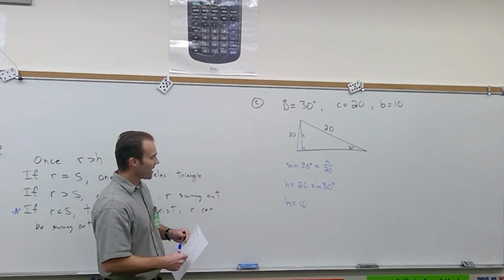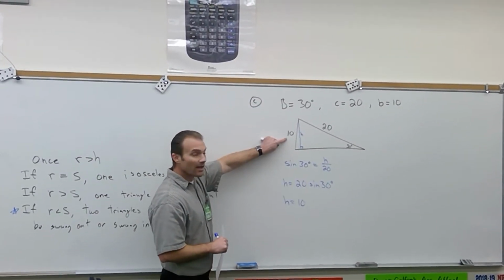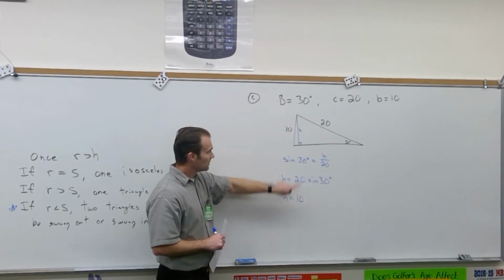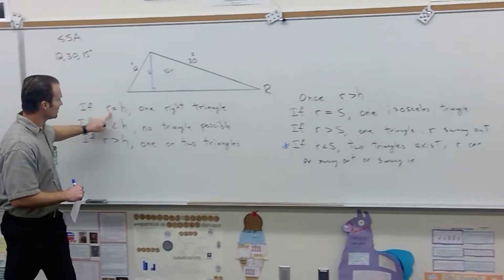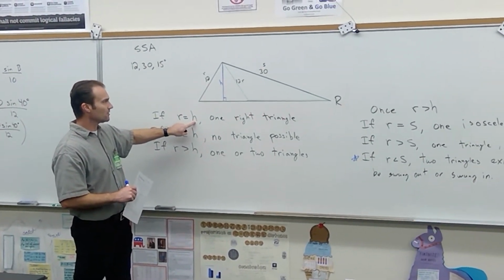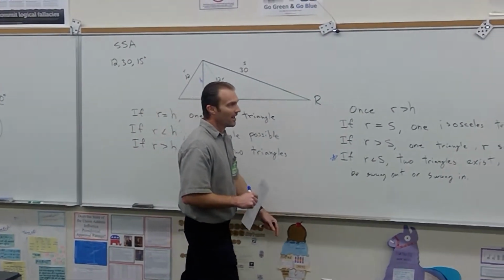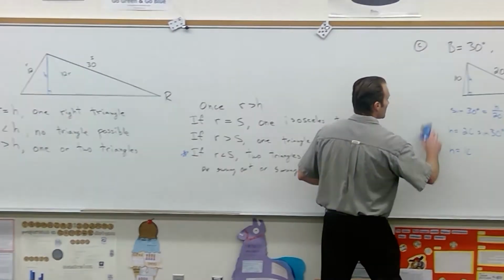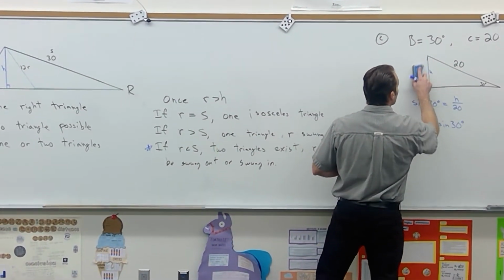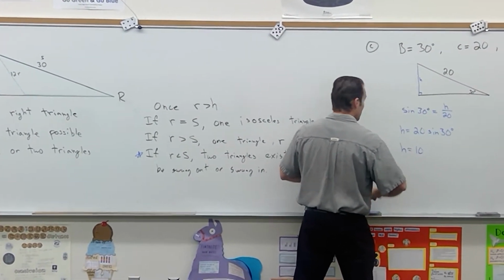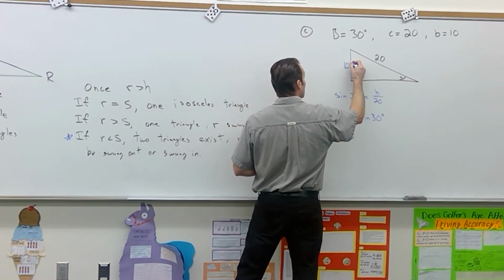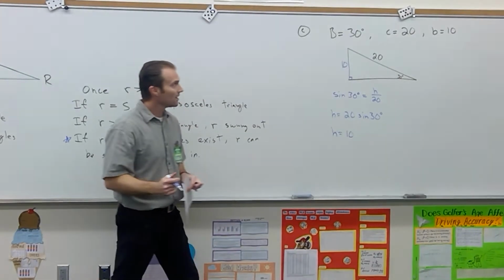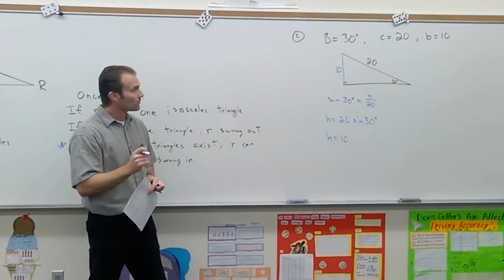Now, I compare that to the given side. They're equal. Okay, so I'm right here. My given side is equal to the height of my triangle, and the only way that can work is if I have a right triangle. So in this instance, my side-side-angle made a right triangle.